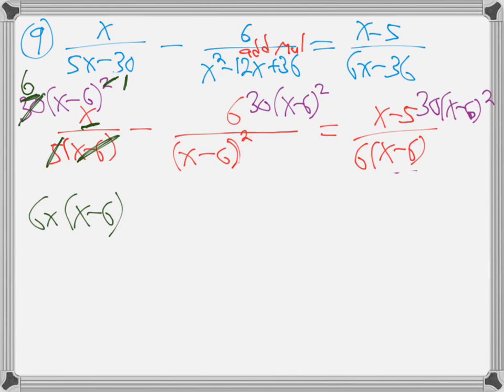Let me pause there for a minute. Everybody see what happened on that left fraction? 5 went into 30 6 times, and the x minus 6 on the bottom canceled one of the x minus 6s on the top. So what's left over is a 6, an x, and an x minus 6. Can you do the middle? Do the middle fraction. Cancel what you can, bring down what's left over.